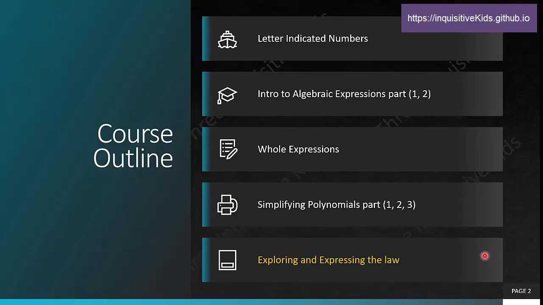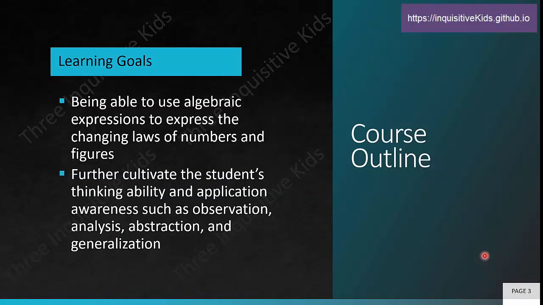So yes, after you finish chapter 3, you'll be moving on to chapter 4. And in chapter 4, you're learning all about geometry. Okay, so the learning goals for today are, one, being able to use algebraic expressions to express the changing laws of numbers and figures. And two, further cultivate the student's thinking ability and application awareness, such as observation, analysis, abstraction, and generalization.